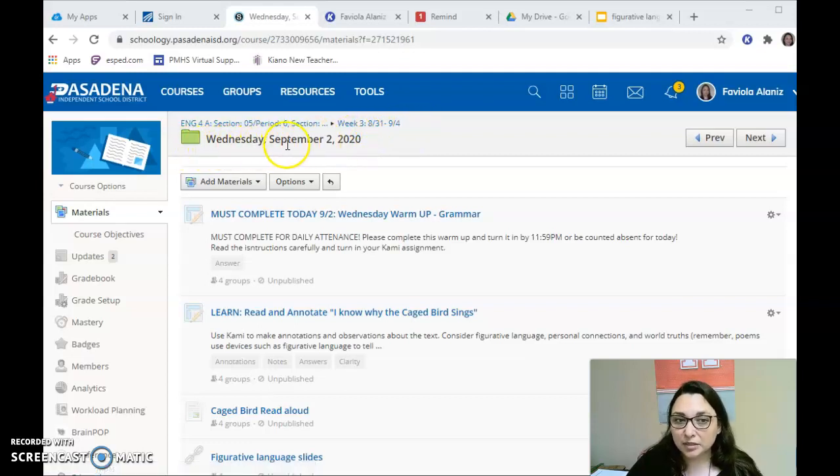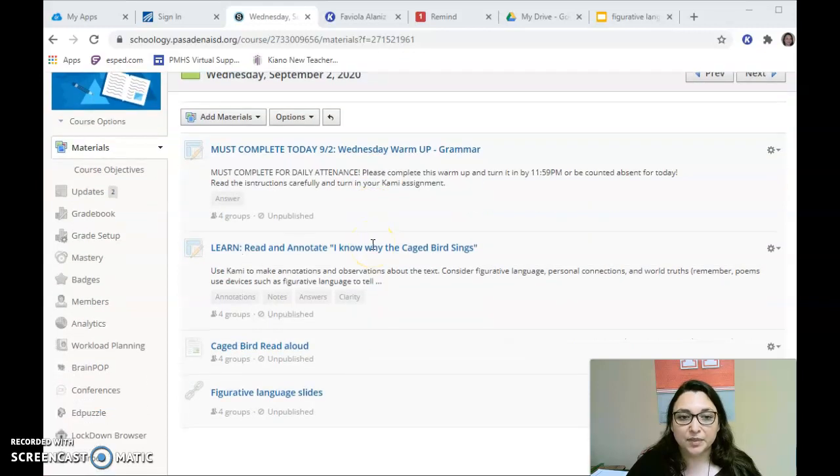Open up the Wednesday folder, and then as you can see we have our assignments. Right here under the Learn, Read and Annotate, I Know Why the Caged Bird Sings is where you will be annotating the poem. I want to point out that we do have a video of a read aloud of the poem that Miss Richie was able to record for us and share.